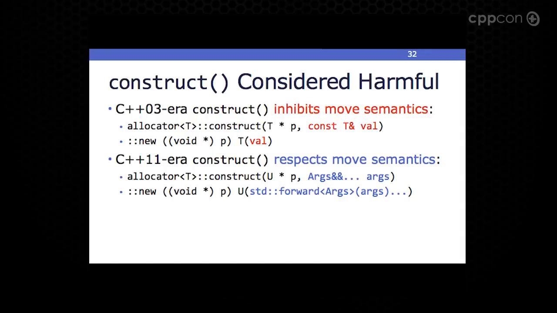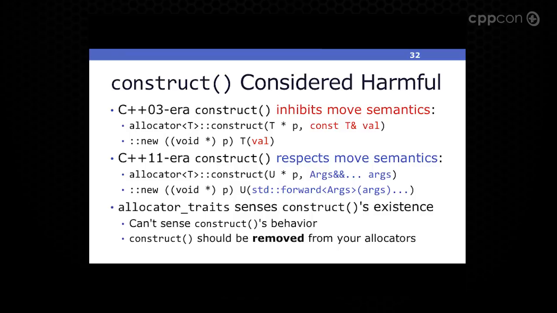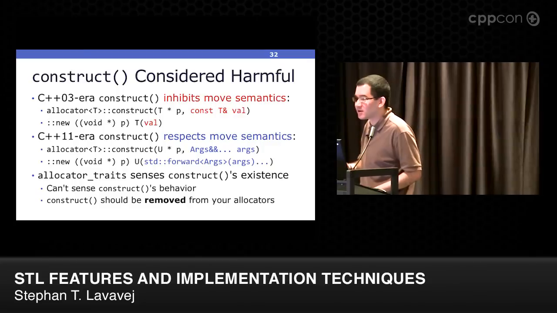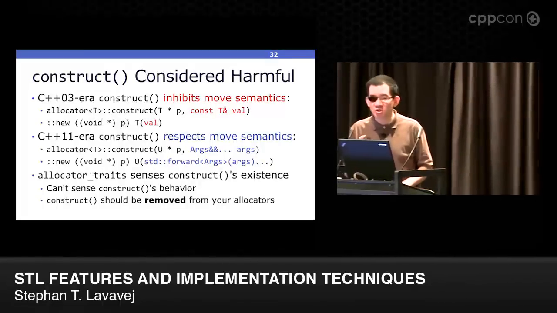C++11 construct takes perfectly forwarded arguments and forwards them down. Now, allocator traits, even if it's very powerful, using expression SFINAE to figure out whether you provided a construct, it's still limited. The library is not as awesome as core is. We can only sense whether a construct overload is present on your allocator. We cannot detect what it's going to do.